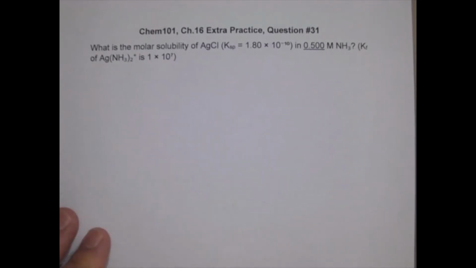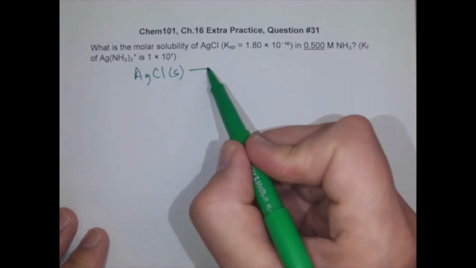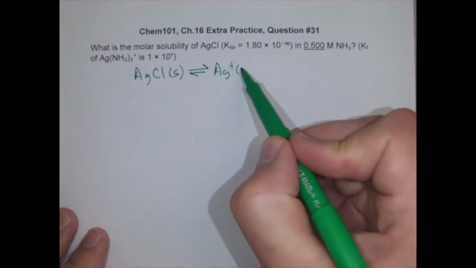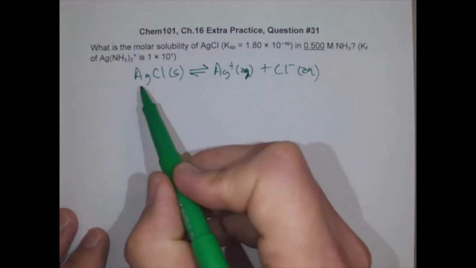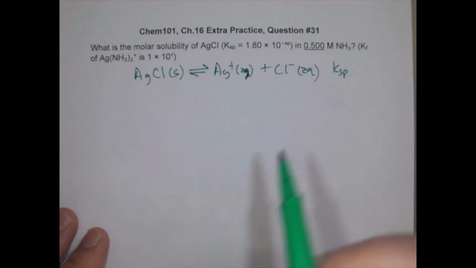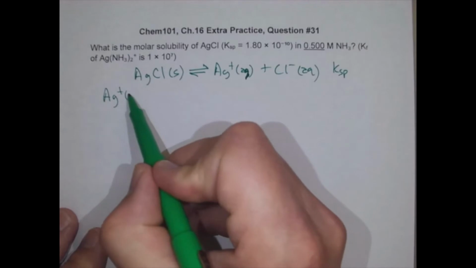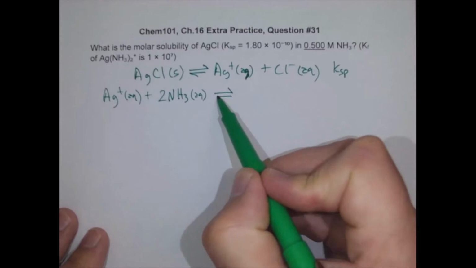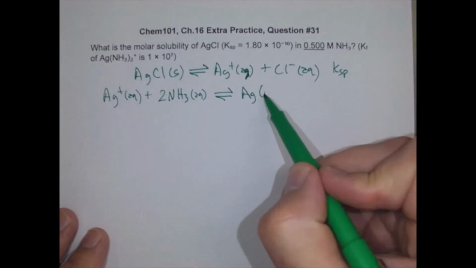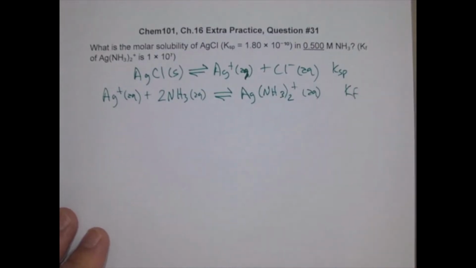So let's figure out what that overall new equilibrium constant is going to be first of all. We can do that by combining the two reactions that occur. If the silver chloride is going to dissolve, it's going to form silver ions and a chloride ion. That is the reaction designated with the KSP. But the other reaction that can occur is the silver ion can find two ammonia molecules to form a silver ammonia complex ion, and that has a formation constant associated with it.